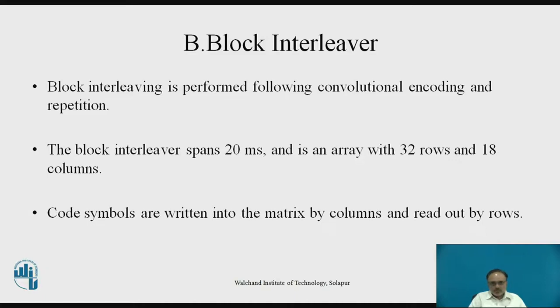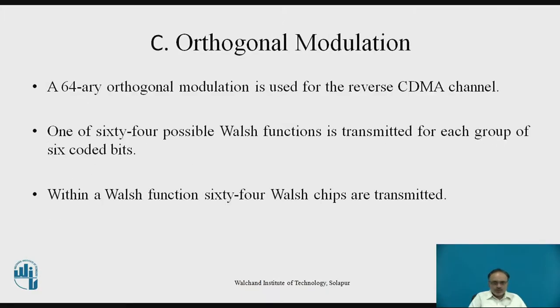The block interleaver spans a period of 20 milliseconds and is an array of 32 rows and 18 columns, and the code symbols are written in that matrix by columns and read out by rows. The modulation process is carried out by the method of 64-ary orthogonal modulation used for the reverse CDMA channel.